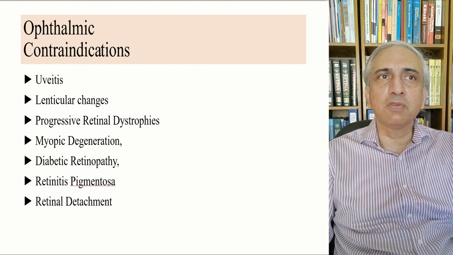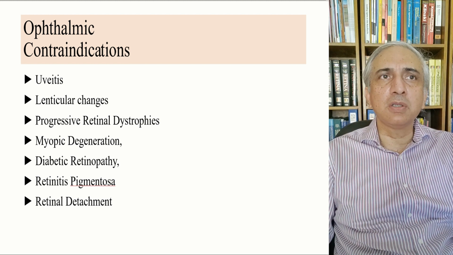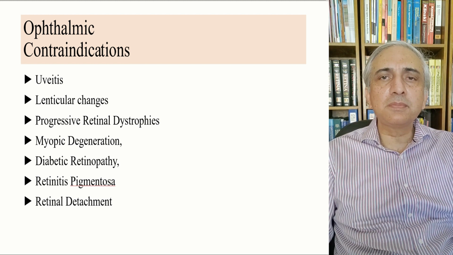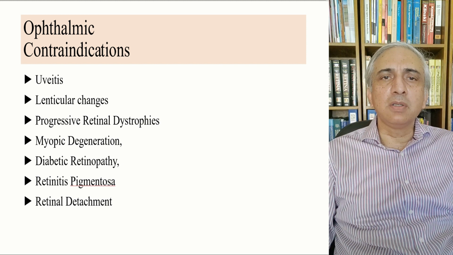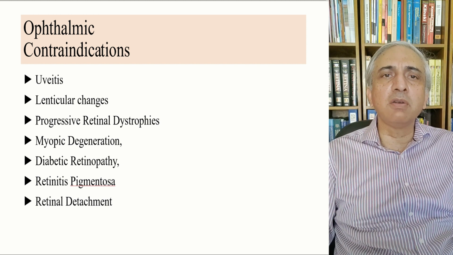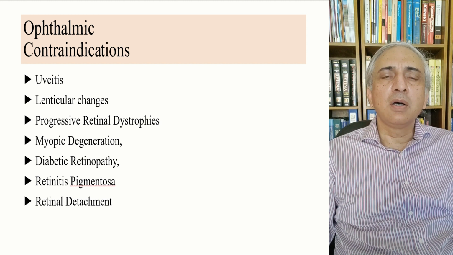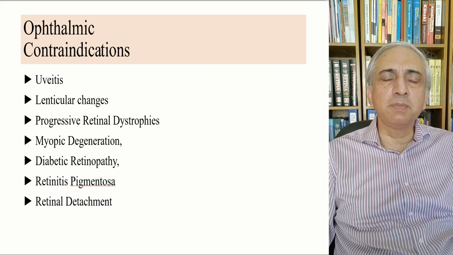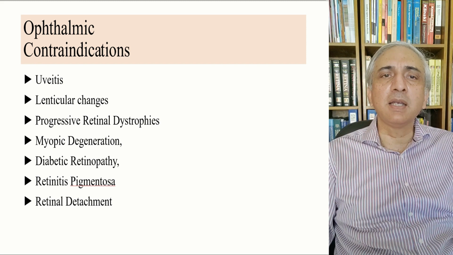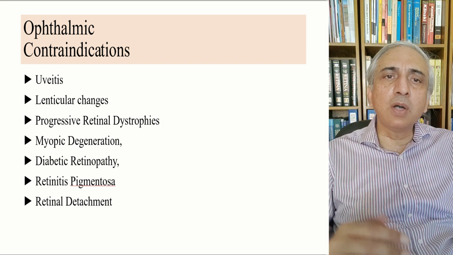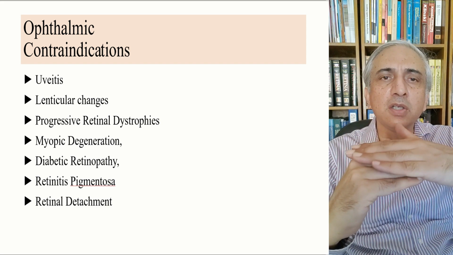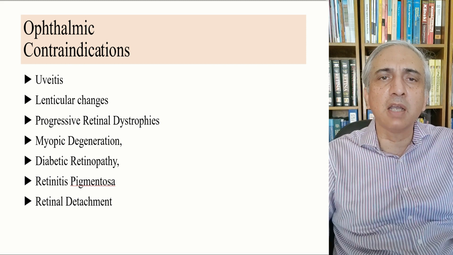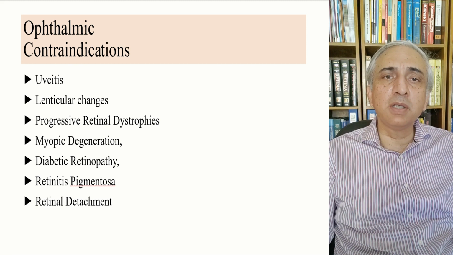Progressive retinal dystrophies, myopic degeneration. In these patients, diabetic retinopathy, retinitis pigmentosa, and retinal detachment. Obviously, if somebody's got lattice degenerations, you need to do laser or peripheral retinopexy for these patients, especially when they're having LASIK surgery done, because when you apply the suction in those patients, the intraocular pressure goes momentarily high to 60 millimeters of mercury in those patients.